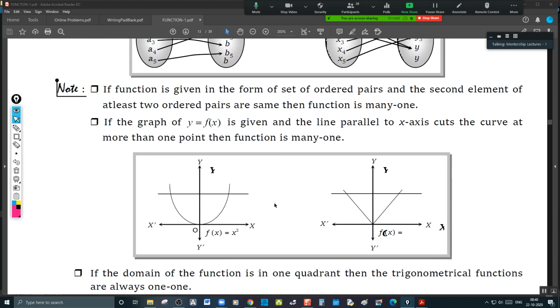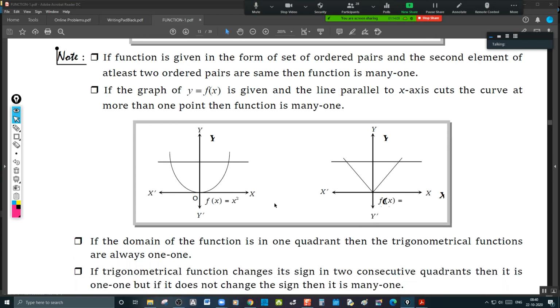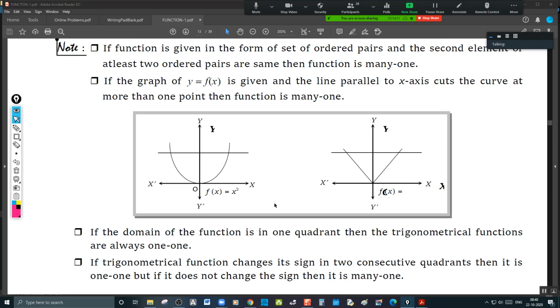Anyone in the class, can you tell me the formula to find out many-to-one functions? All functions minus one-one functions. Very good, Vida. Very good. That is Dhananjay. Rest of the people are sleeping.